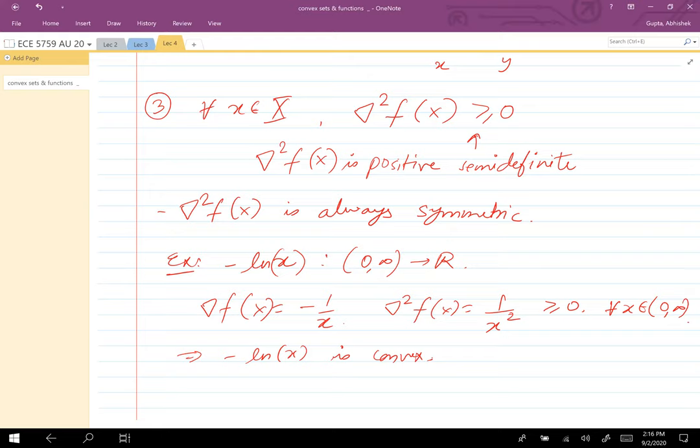Now of course this definition requires the function f to be twice differentiable, which is more stringent than requiring the function f to be differentiable once. So these three are equivalent definitions of convex functions, equivalent in the sense that if your function f is smooth, you can apply any one of these three criteria to show that the function f is convex.